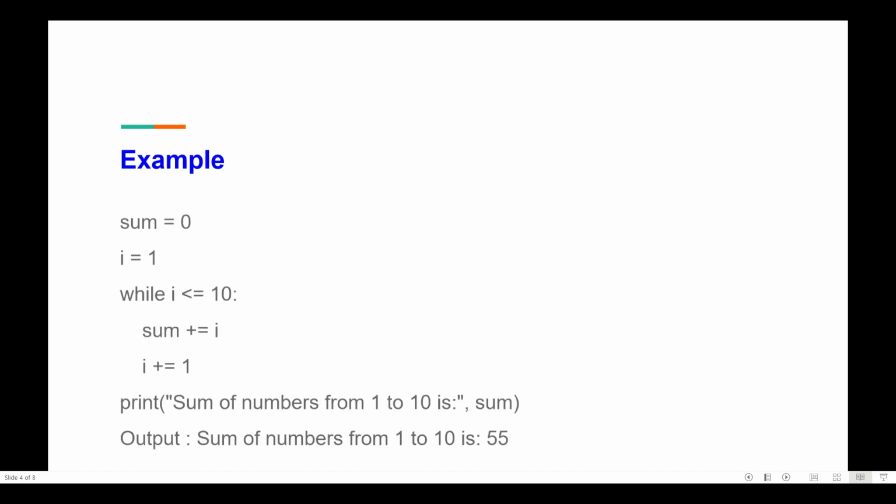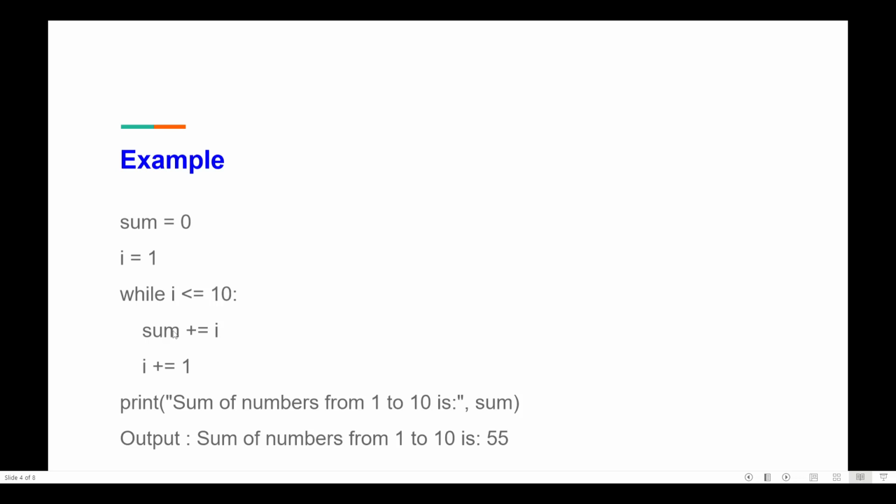Here is another example. Sum equals to 0, i equals to 1. So we know that we will begin with 1. While i is smaller than or equal to 10, and here we have written i plus equals to 1. So it will initially take 1, then 2, then 3 and 4 and 5 and it will go up to 10. Here we have kept another condition, sum plus equals to i.